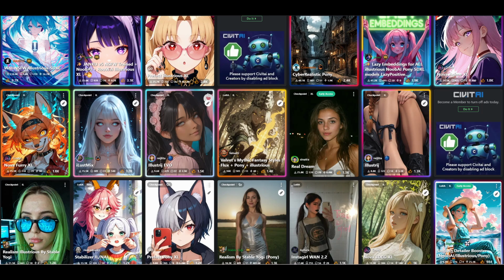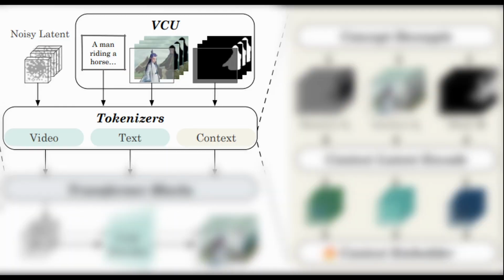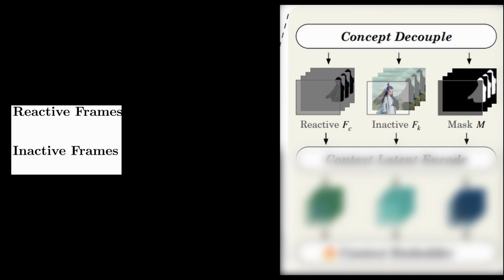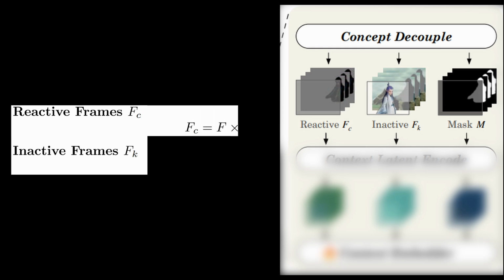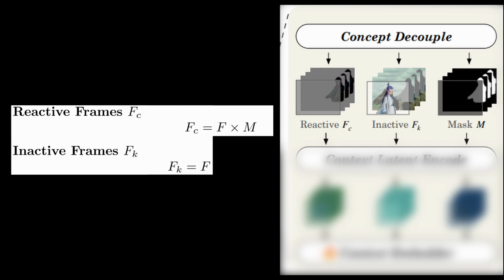The diffusion transformer, the original text-to-image model architecture, is reorganized to be fine-tuned on the VCU input. Wan adds additional tokenizers for the frame and mask values, which work in 3 steps. First, depth and pose are encoded into the frame values, and then the frame values by the masks are split into reactive and inactive frames. Reactive frames are the frames that are marked for change, and inactive frames are the frames that are to be kept. This is called concept decoupling.